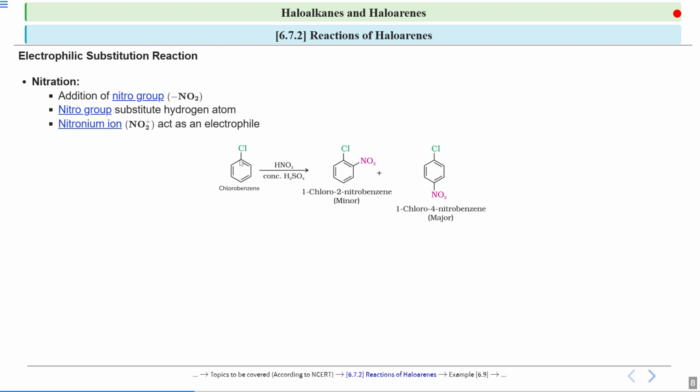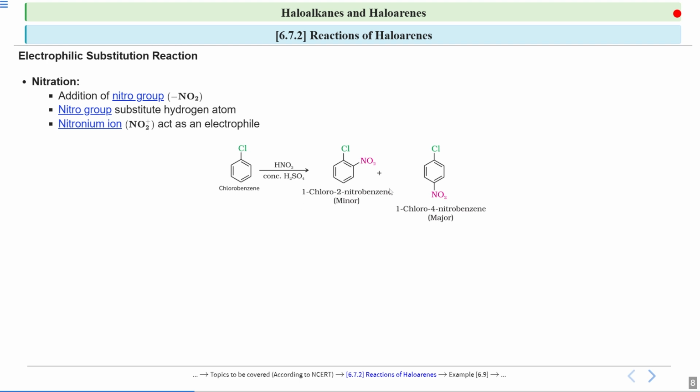So if you have this chlorobenzene and you are reacting it with HNO3 and concentrated sulfuric acid, you will get a mixture of products. 1-chloro-2-nitrobenzene, where the nitro group, or you can say the nitronium ion, attacks at the ortho position. So this is the minor product you are getting. And the major product is 1-chloro-4-nitrobenzene, where the nitro group is present at the para position of the benzene ring. So this is the mixture of products you are getting after the nitration of the haloarene, that is chlorobenzene.